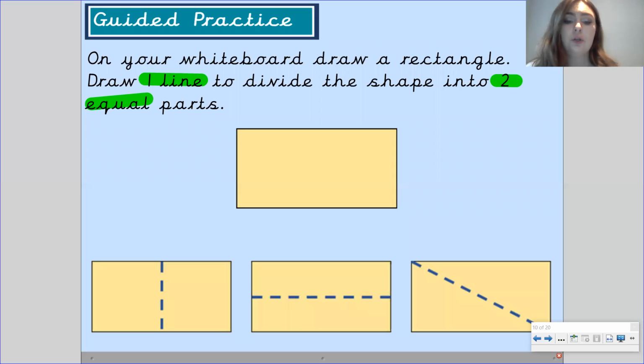Okay, so you could have drawn the line going vertically down the middle of your rectangle. You could have drawn the line going horizontally through your rectangle, or you could have drawn it going diagonally through your rectangle. It could have also been going this way as well. Now we know that these are equal because if you have a look at each part, they are the same size. So therefore they are equal parts of the whole.